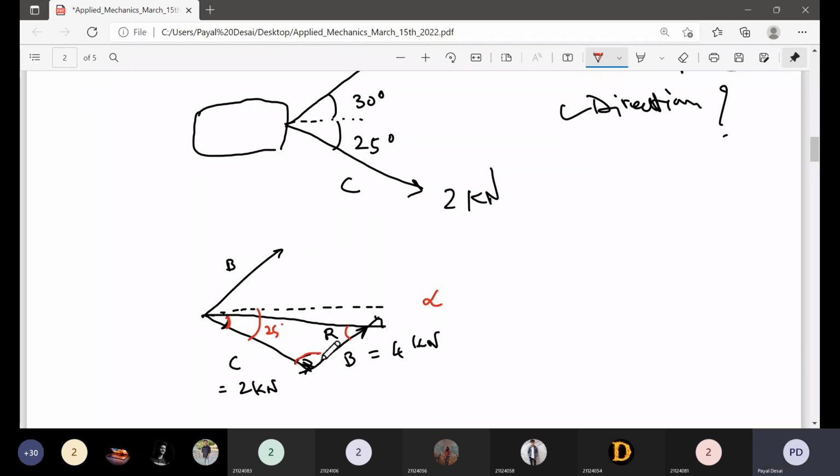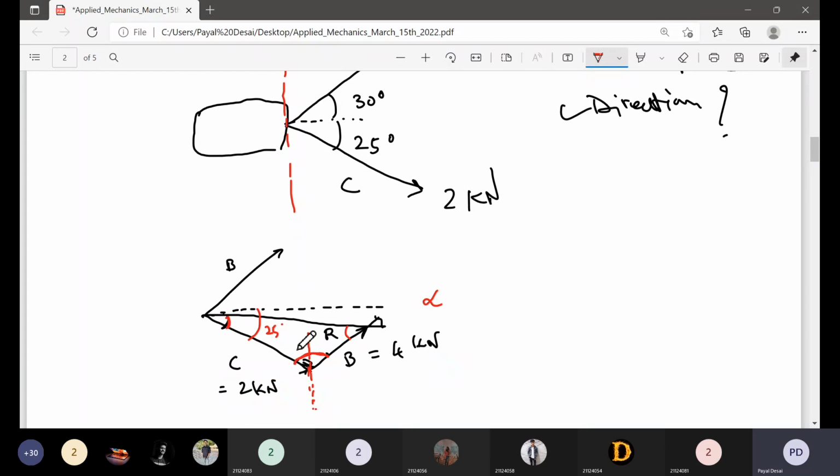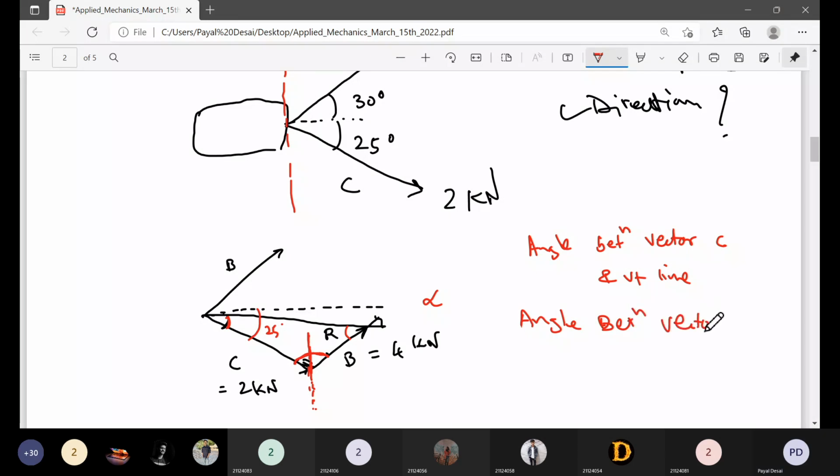The only information I can have is this angle, and how we can relate this angle is, supposing I draw the vertical line here. Okay, so here also you draw a vertical line. Now, the angle between vector C and the vertical line, and the angle between vector B and the vertical line.